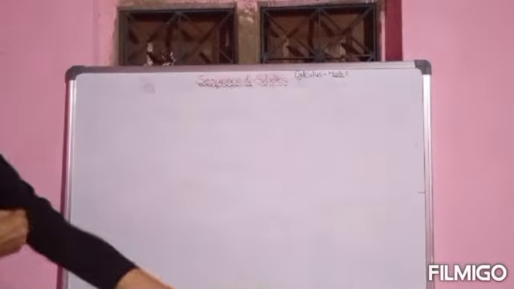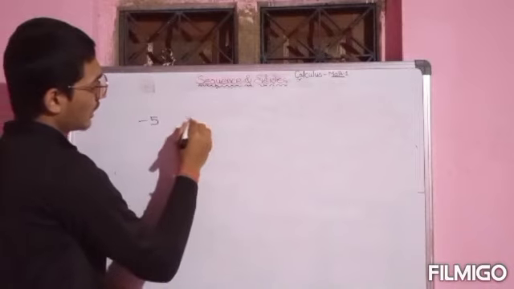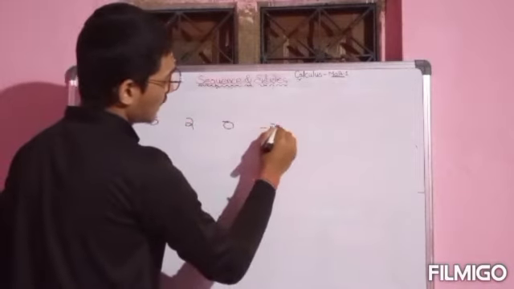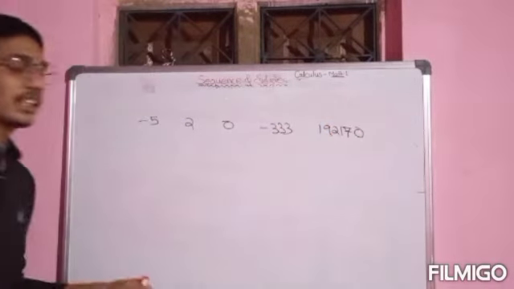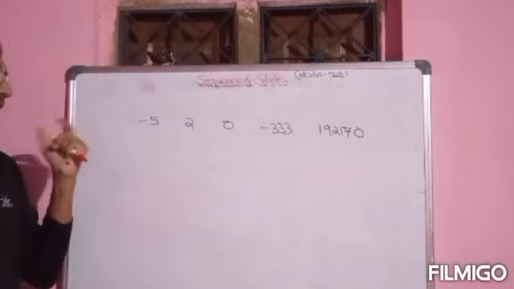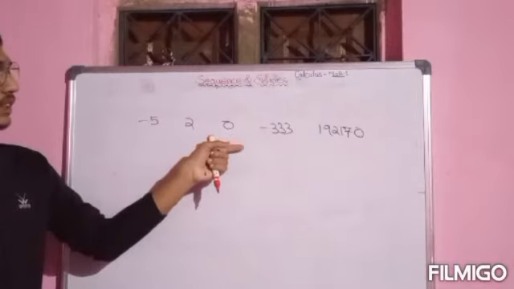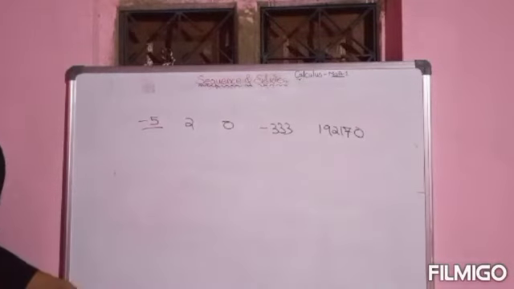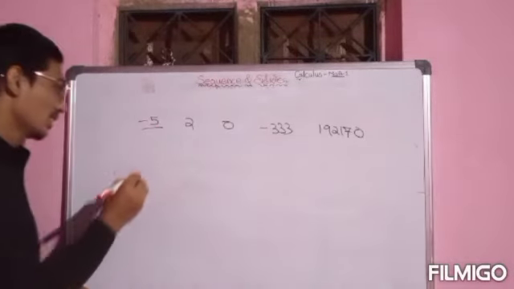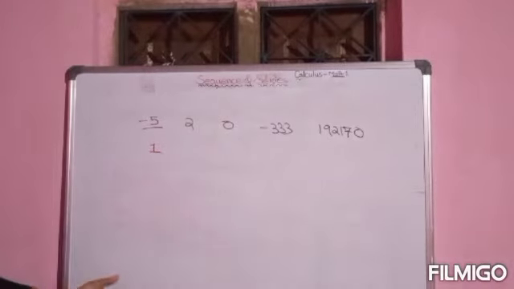But I am writing some real numbers. Suppose -5, let's say 2, 0, -3, 3, 192170. Can you write any natural number which is greater than this number, or this number, or this number? For example, if I say -5, can you write any natural number which is greater than -5? Yes, 1 is greater. I'm saying at least 1. No need to write all.